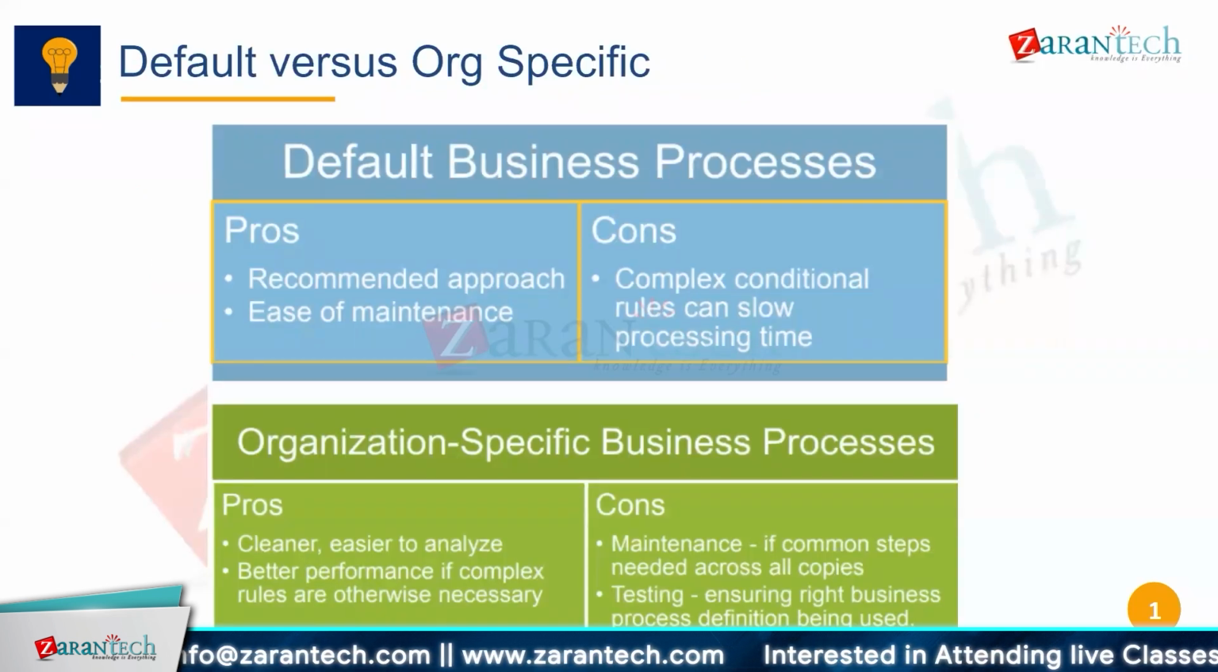So the pros for default business processes are recommended approach and ease of maintenance. Cons are complex condition rules can slow down processing times. So organization specific business processes: pros are cleaner and easier to analyze, better performance if complex rules are there, otherwise necessary. Cons are maintenance if common steps are needed across all copies.